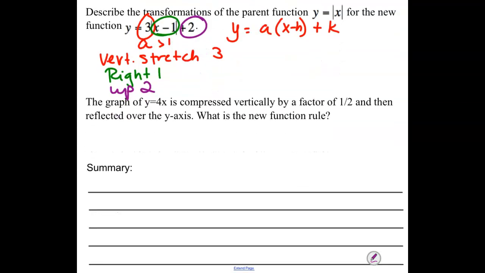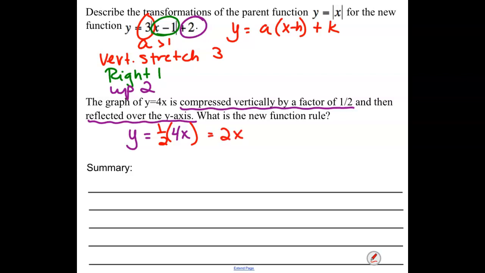All right, our last question here. The graph of y equals 4x is compressed vertically by a factor of 1/2, and then it's reflected over the y-axis. What is the new function rule? So let's start with our compression. We have the equation y equals 4x. If we want to compress it, that means we have to put the 1/2 in front of our function. And that would turn that into just a 2x. We've shrunk it down to half its size.